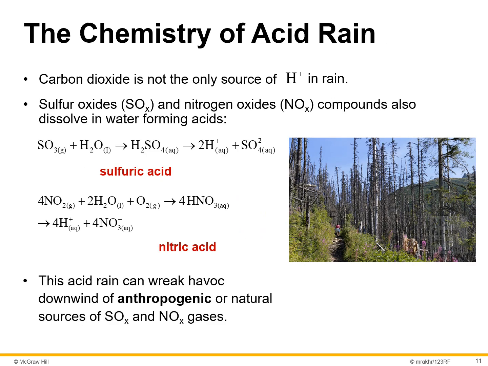We also have nitric acid that can form, and sulfuric acid can form. And these again are from pollution sources. The sulfur oxides, which we talked about earlier, and the nitrogen oxides can react with water to form HNO3 and H2SO4, and eventually break down into the acidic H+ ions. So again, very detrimental to the environment.